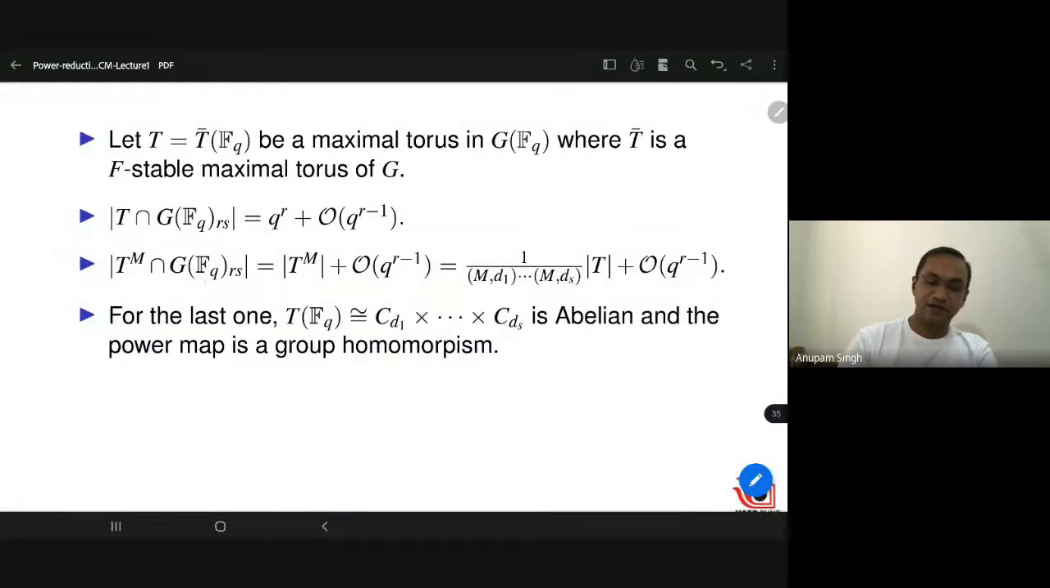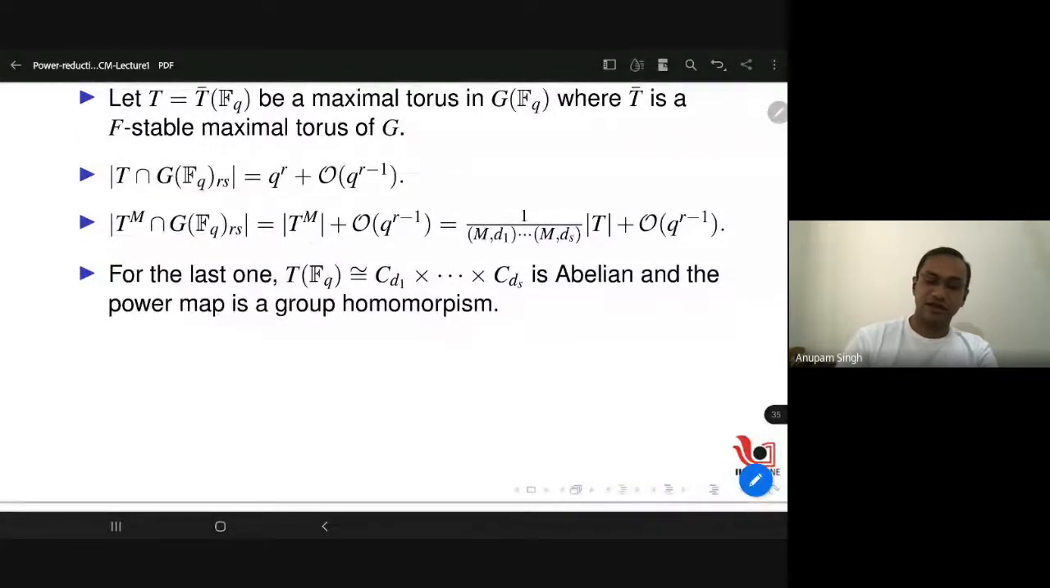And this is basically looking at T^m plus something of order q^(r-1). For T, which is abelian, if I look at the power map, it is basically a homomorphism, and the kernel will be obtained by looking at the cyclic structure of that group and looking at gcd(m, d_1), gcd(m, d_2), and gcd(m, d_s). So this is where d_1, d_2, d_s appear here.